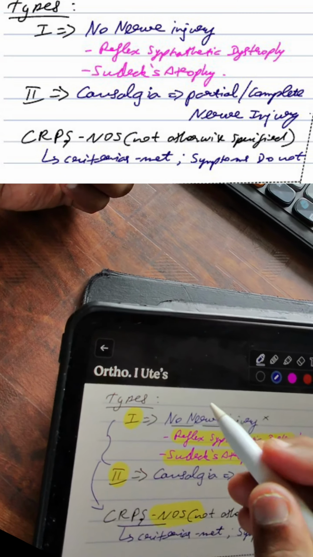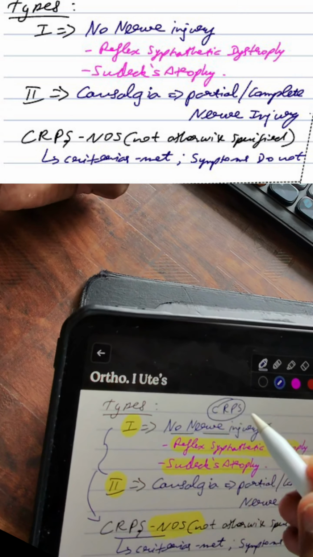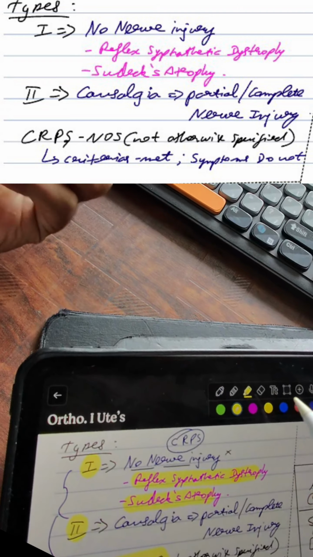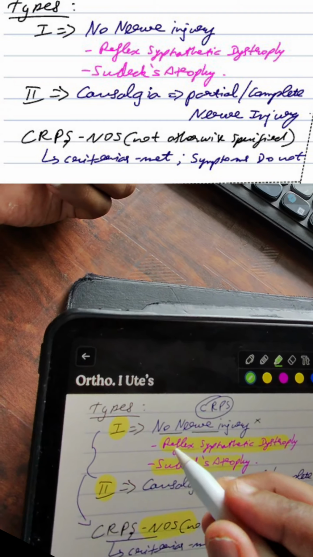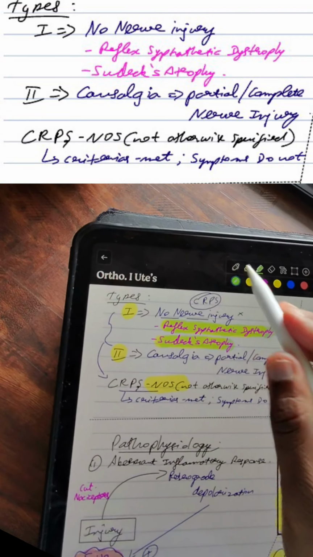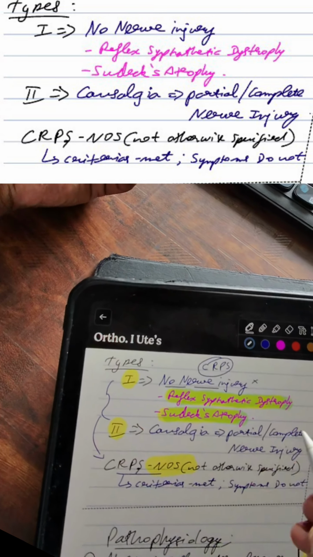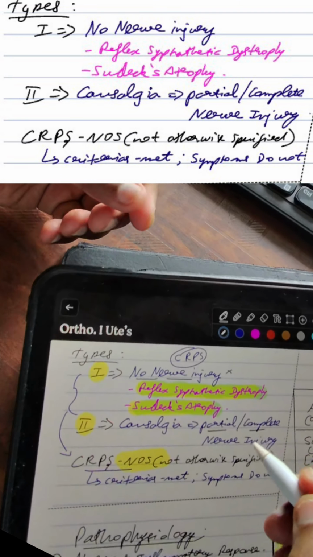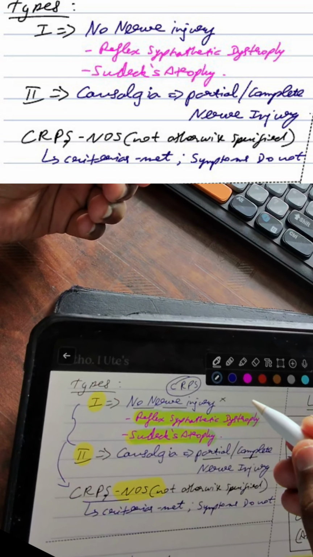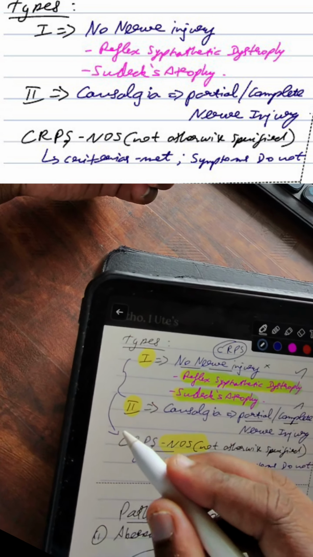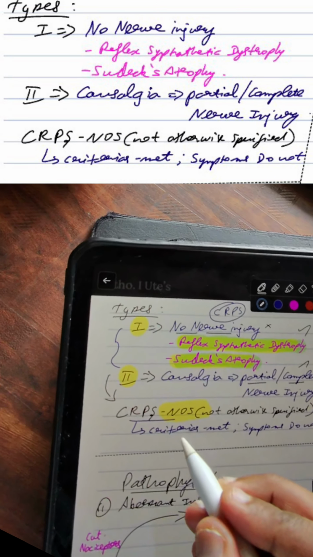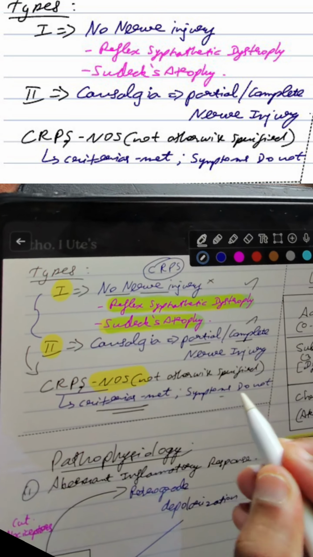So let's go for the types of CRPS. Type 1 has no nerve injury. It was previously referred to as reflex sympathetic dystrophy or Sudeck dystrophy. Type 2 is also called causalgia, which involves a partial or complete nerve injury. The type which doesn't come under type 1 or type 2 is referred to as CRPS not otherwise specified, that is, the criteria are met but the symptoms do not meet either type.